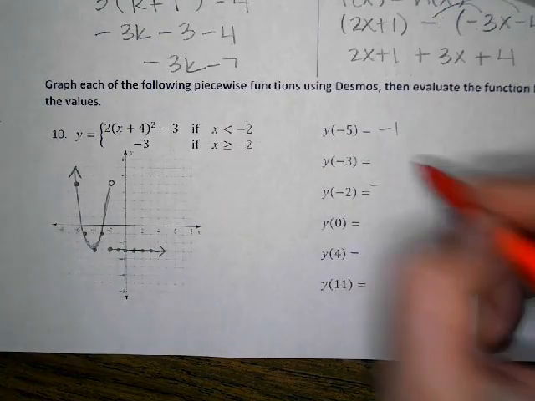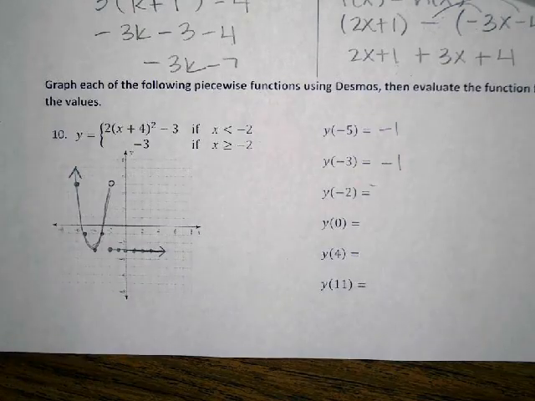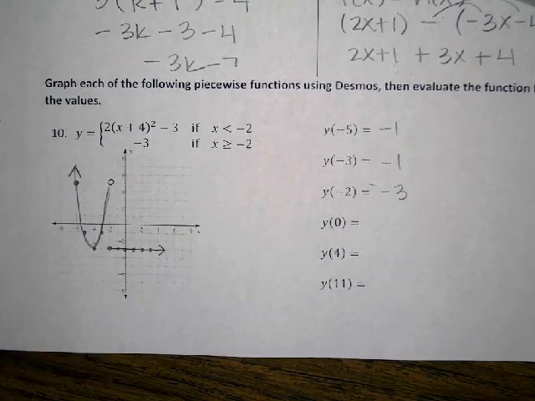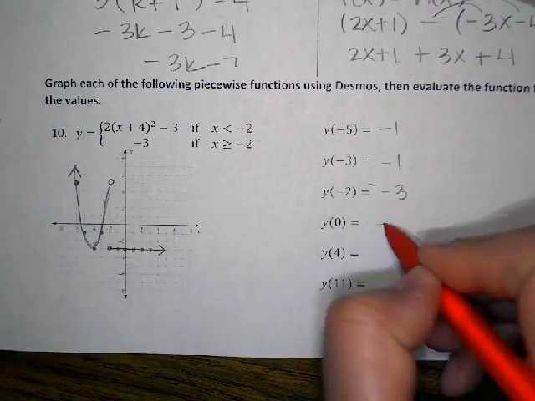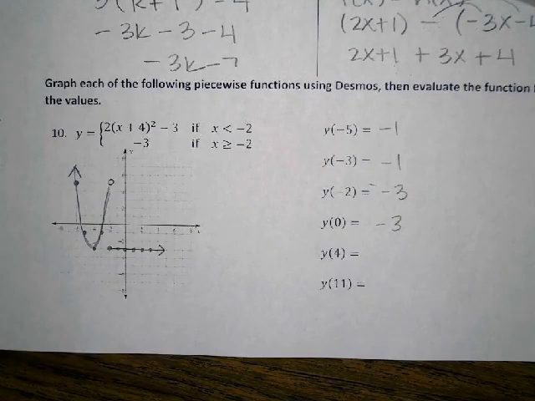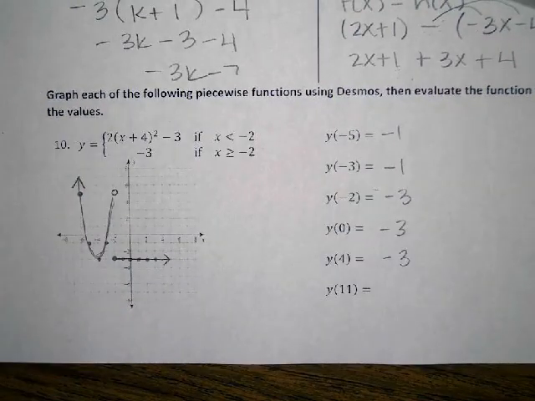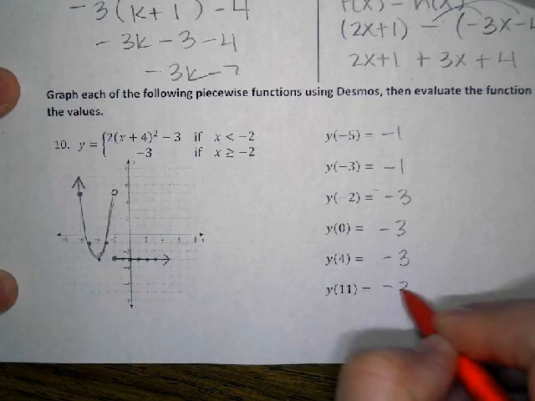And then this one for -2 says undefined. So what should I do? Go to the other table. Okay, the other table for -2 says -3. And then for 0 it says -3. And then 4 isn't on the table, so I'm just going to type it in. 4, it also says -3. And then for 11, it also says -3. Okay, so this is what it should look like.